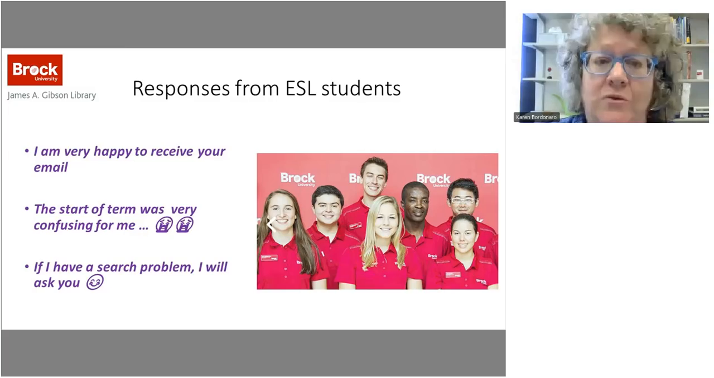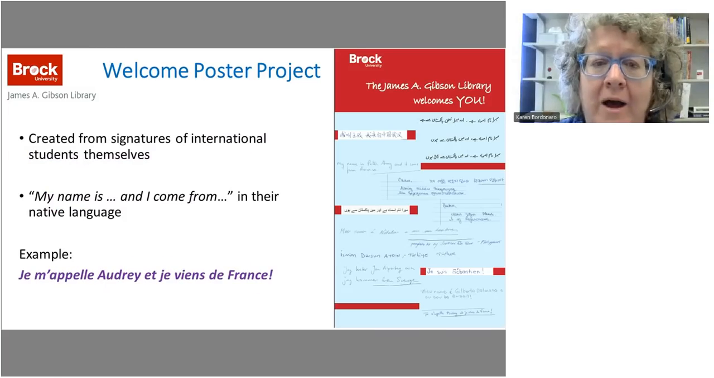The second small project, very, very small project, was just a welcome poster. What this was meant to reflect, like most universities now are trying to reflect, is internationalization. So what I did is I went to a meeting and I invited people. This was strictly a volunteer thing. I invited new international students to sign basically a piece of paper in their native languages saying, my name is, and I come from.